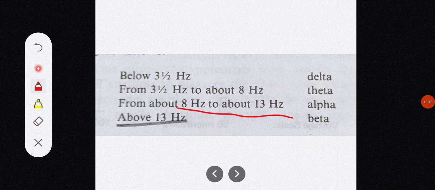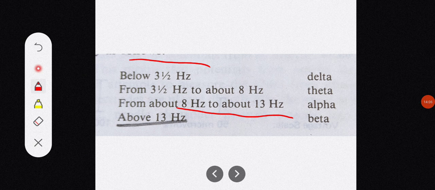Similarly, we have theta and delta frequencies. Delta frequency corresponds to frequencies below 3.5 Hz, and theta frequency corresponds to frequencies from 3.5 Hz to about 8 Hz. So these are the different frequencies of the electroencephalogram waveform.